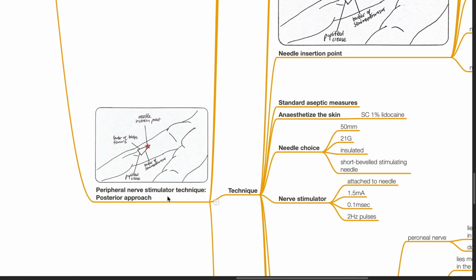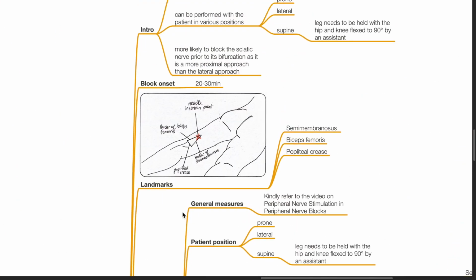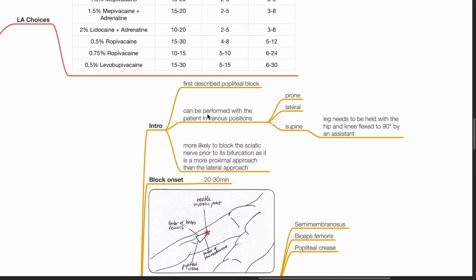Peripheral nerve stimulator technique, posterior approach. Introduction. This is the first described popliteal block and can be performed with the patient in various positions, including prone, lateral, and supine. In supine position, the leg needs to be held with the hip and knee flexed to 90 degrees by an assistant.